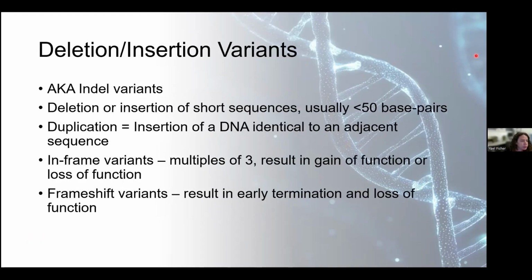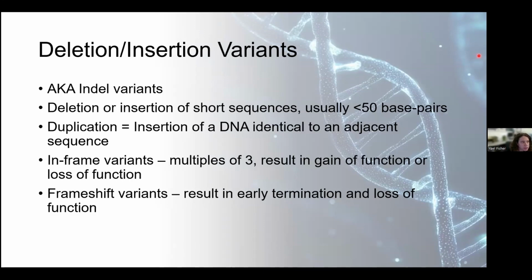The last type of point mutations is deletion or insertion variants, also known as indel variants. And this refers to deletion or insertion of short sequences. And usually when we say short, we're talking about less than 50 base pairs. But in most cases, it would be shorter than that. Duplication is a type of insertion where the insertion is of an identical sequence of DNA to the adjacent sequence. Okay, so we have two or more copies of the same sequence.